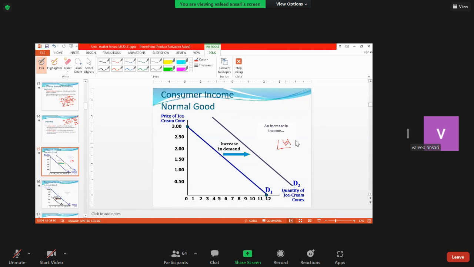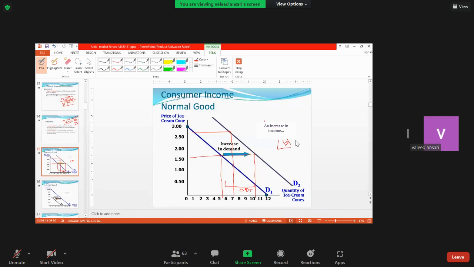The increase in demand means more of that product will be demanded at a certain price. Let us say more of it, and at this price more of it. Earlier, only this much was demanded. If you draw a line here, it will be given this way. So this increase is because of the increase in income. So this has increased demand; this change has come in.